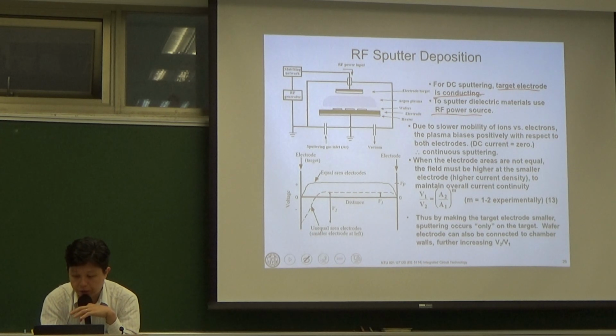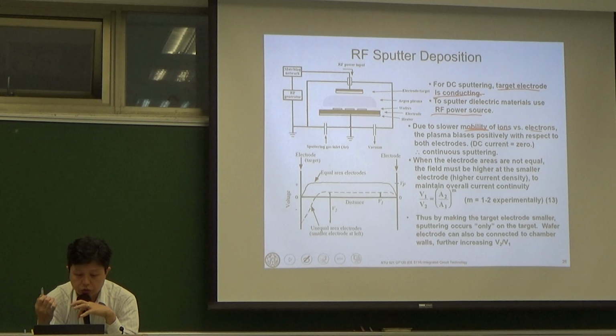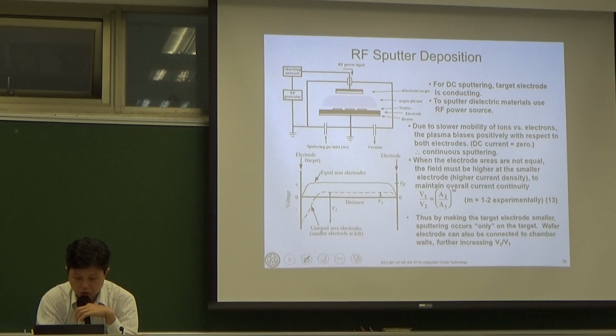because the mobility of your ions and electrons is quite different, that will create this kind of electrical field, and you can have this plasma between these two electrodes. Okay, so generally you have this kind of profile for equal area electrodes.